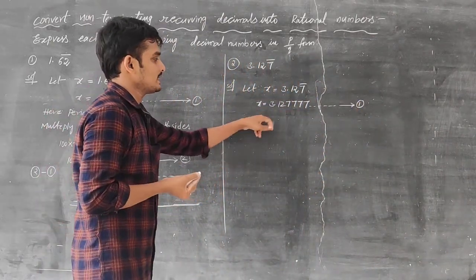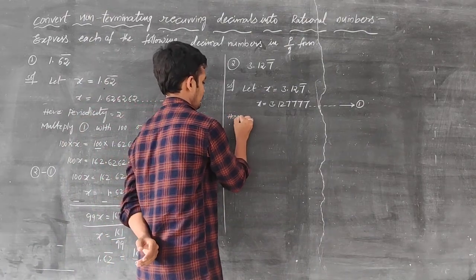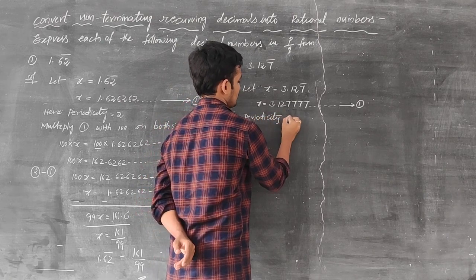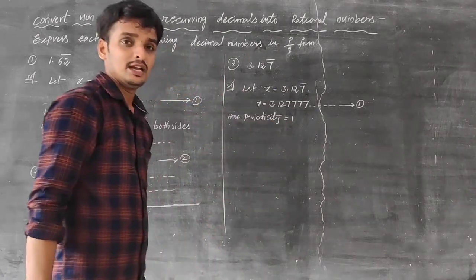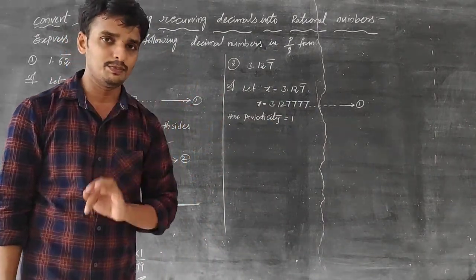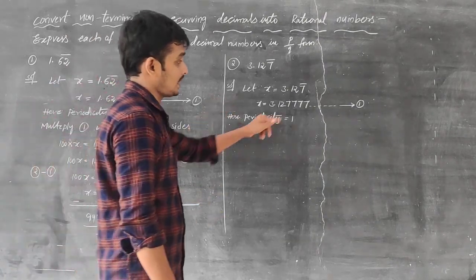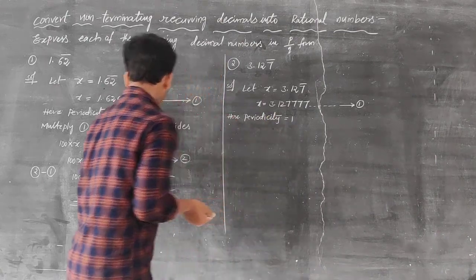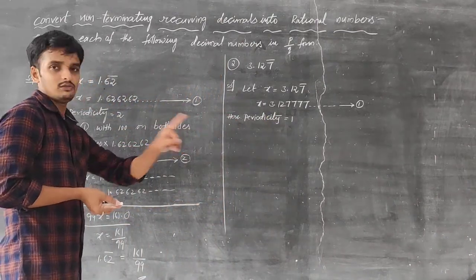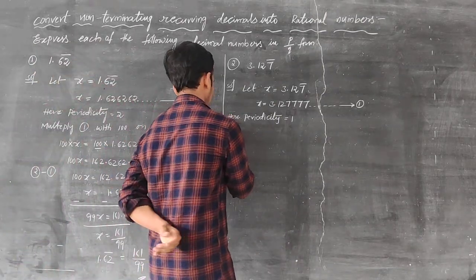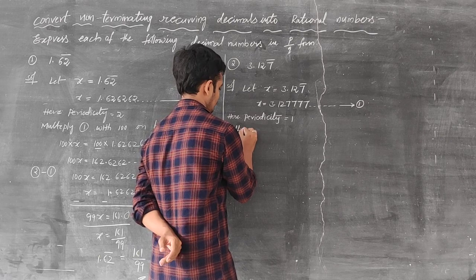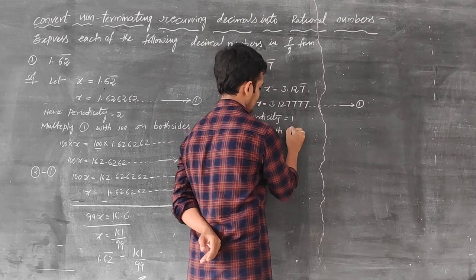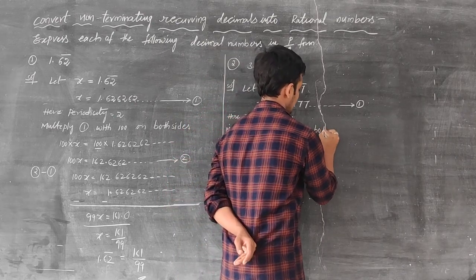Are you okay? So what is the periodicity here? We write periodicity is equal to 1. Why? Because only 7 is repeating. Even though there are 3 decimal places, we should not take the periodicity as 3. So how many digits are under the bar? Only 1 digit, so periodicity is equal to 1. In the previous problem it was 2, so we multiplied with 100. Here it is only 1, so we have to multiply with 10. So now let me multiply equation 1 with 10 on both sides.